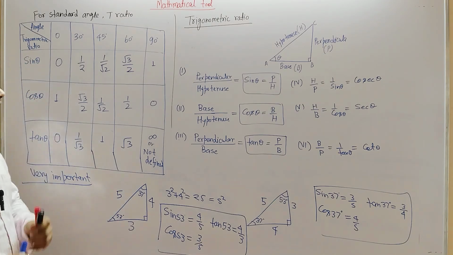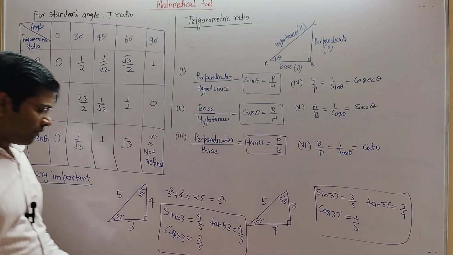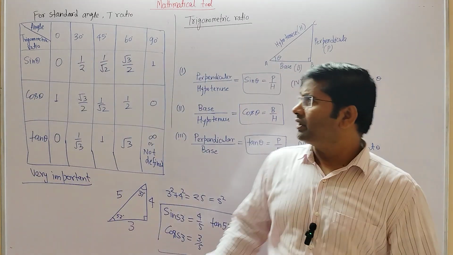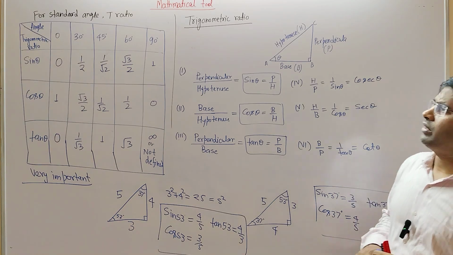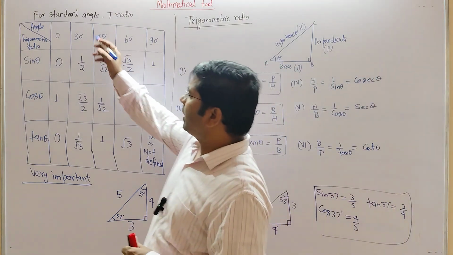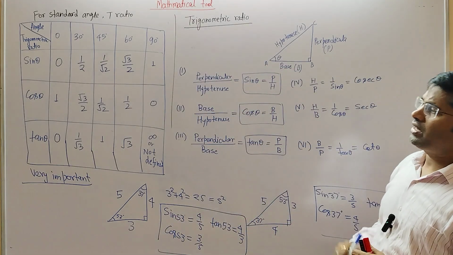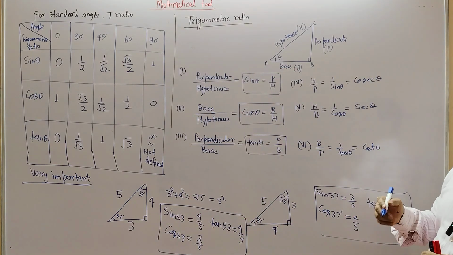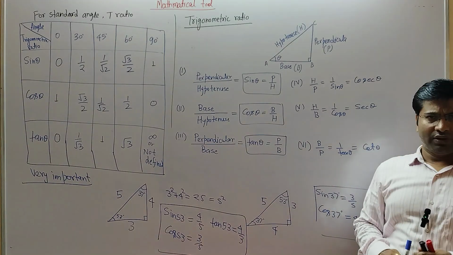So in today's lecture this much is okay. In the next lecture we will complete higher angle T ratios. That means for higher angles, how to calculate sin theta, cos theta, tan theta. And there are some more trigonometric inequalities, so we'll complete that. Okay, thank you so much.